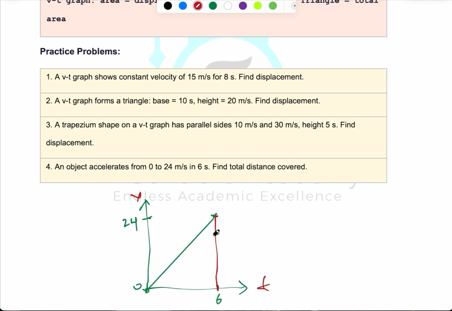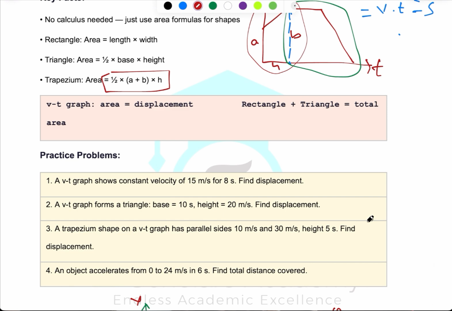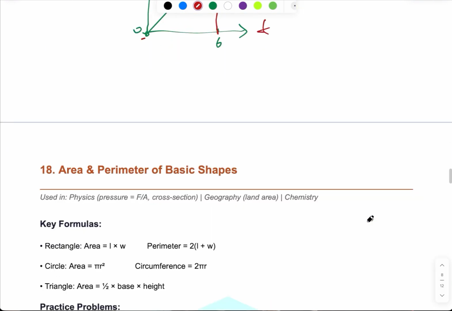A triangle. So your area, which is the total displacement or total distance covered, will be 1/2 base times height. The base is from 0 to 6, so that will be 6 multiplied by the height, which is from 0 to 24, so that's 24. So this is going to be 12 times 6, that's going to give us 72 meters. So that is how you use area under a graph to evaluate anything that you need to evaluate. Okay, so that's that about area under a graph. Don't forget, area is the product of vertical and horizontal, while slope is the ratio of vertical to horizontal.